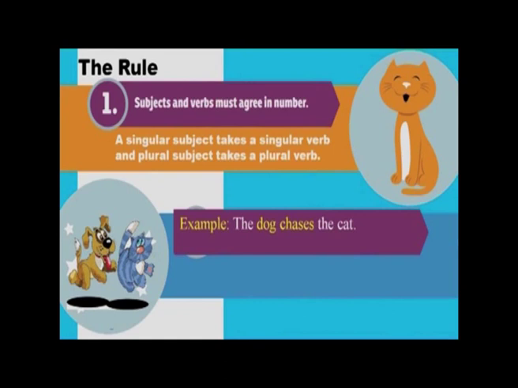Can you see the subject in singular form? Dog, just one. And look at the verb, chases. Is it plural? No, it is singular. Verb carries es when it is in singular form. So, the dog chases the cat is grammatically correct. This is a best example for a singular subject taking a singular verb. Let's look at the next one.